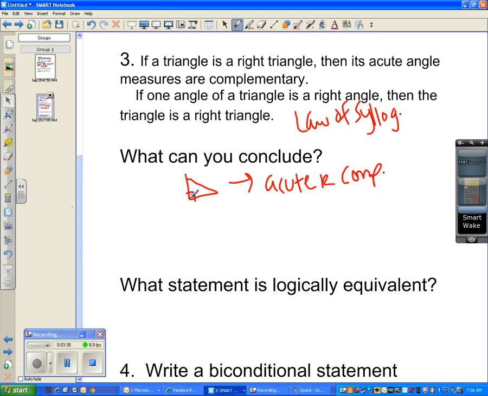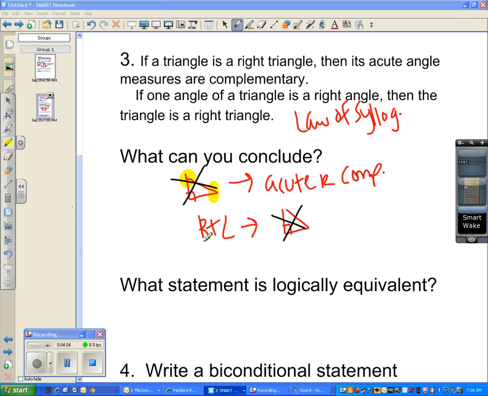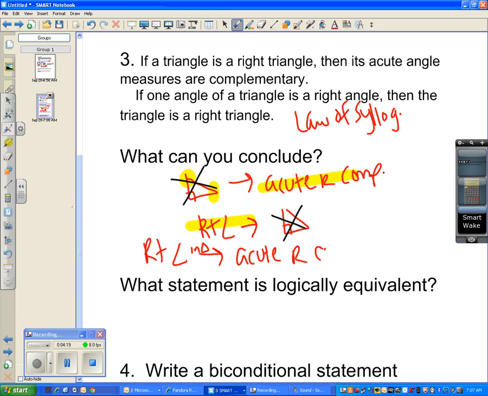Great. What that means is if this is 90 degrees, then these 2 acute ones that are left over in the triangle have to add up to be 90 degrees. That's what that statement is saying. So the second sentence: if one angle of a triangle is a right angle, so if we have one right angle, then the triangle is a right triangle. The law of syllogism says we're going to get rid of those things that repeat, and we're going to put these 2 things together. Since this comes first, our conclusion will be that if we have one right angle in a triangle, then the acute angles are complementary.